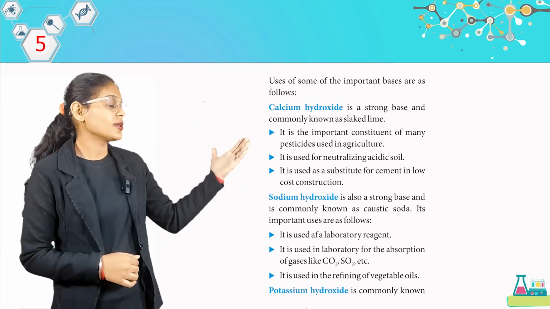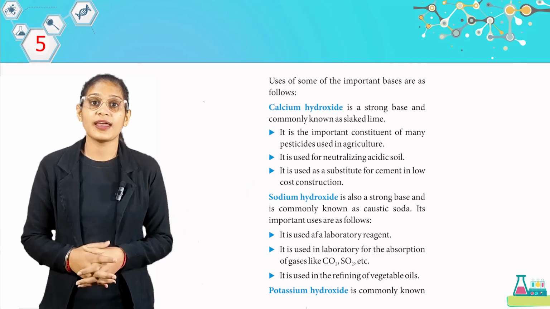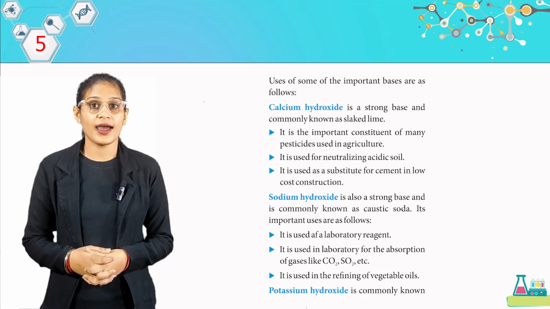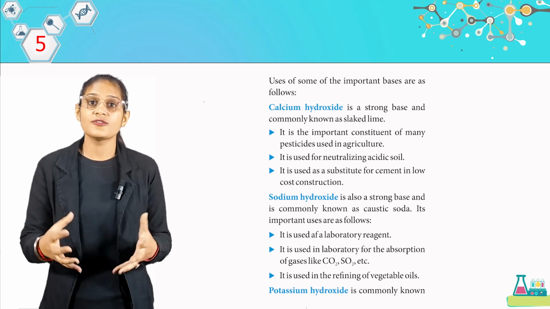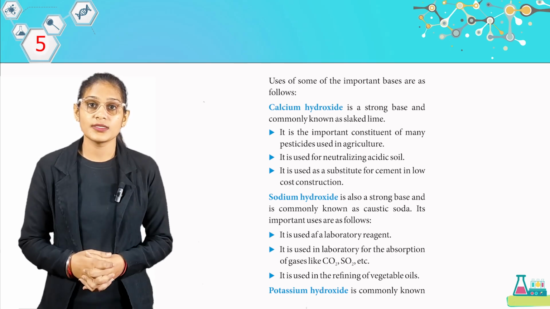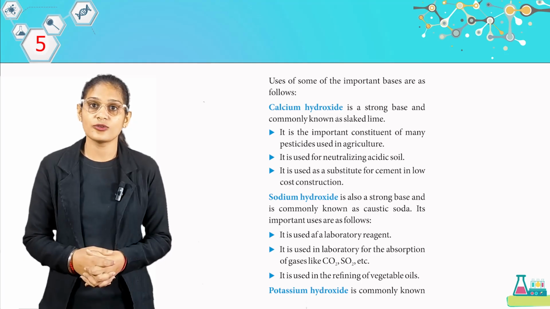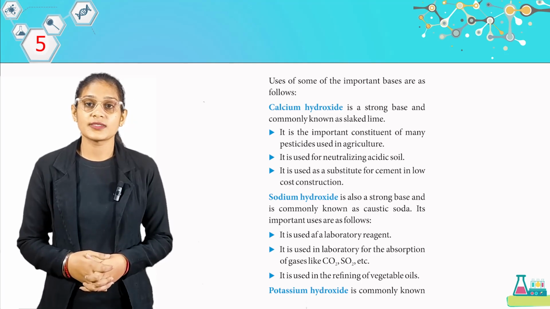Now, sodium hydroxide. Sodium hydroxide is also a strong base and is commonly known as caustic soda. Its important uses are as follows. It is used as a laboratory reagent. It is used in the laboratory for the absorption of gases like CO2, SO2, etc. It is used in the refining of vegetable oils.